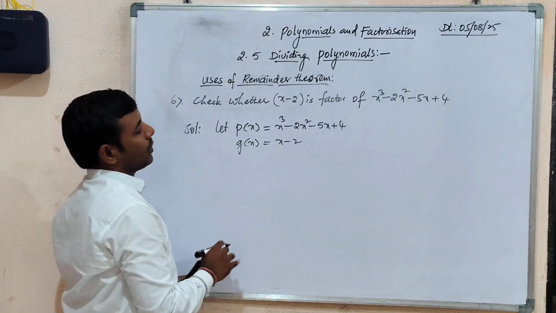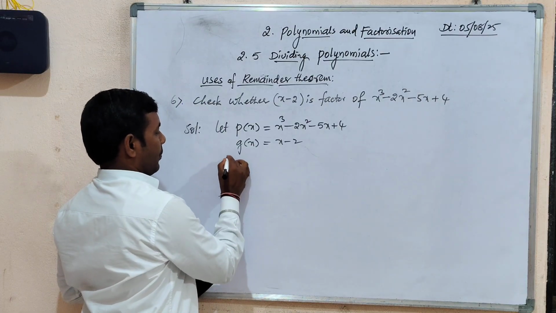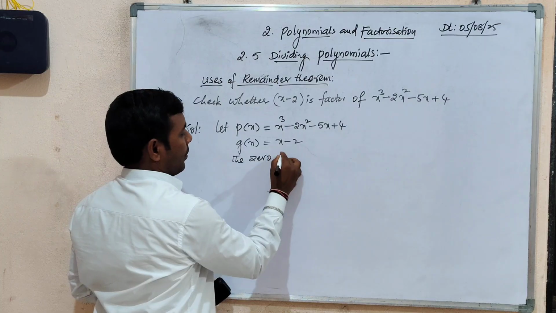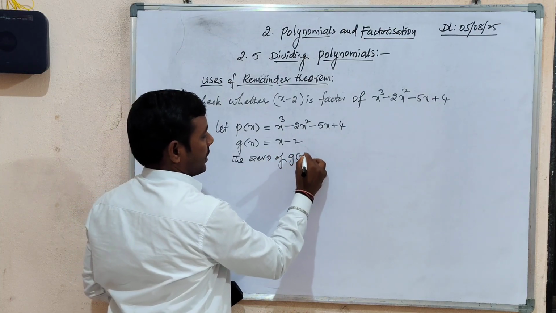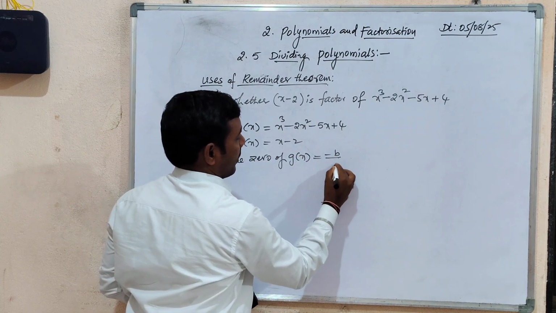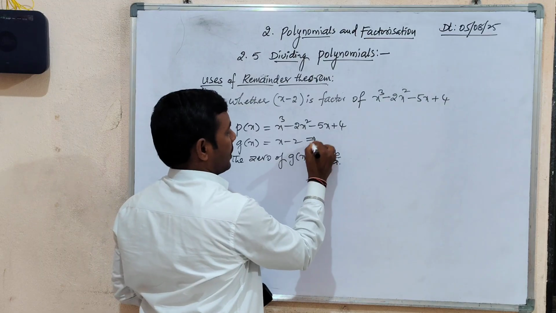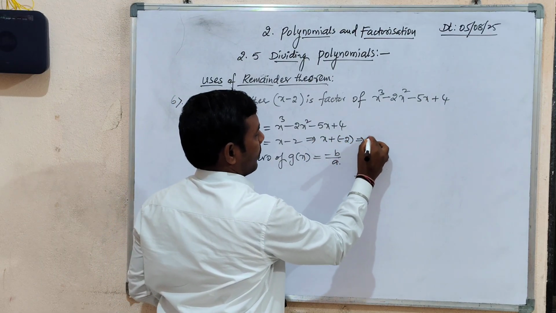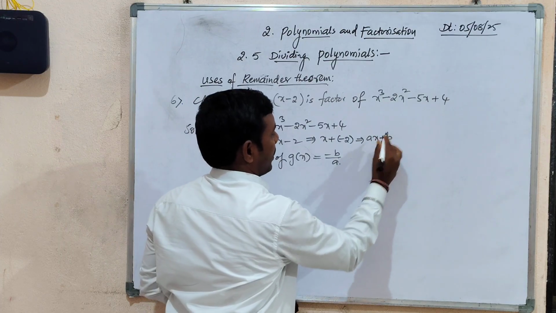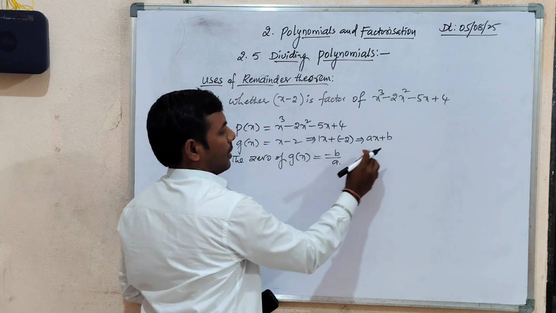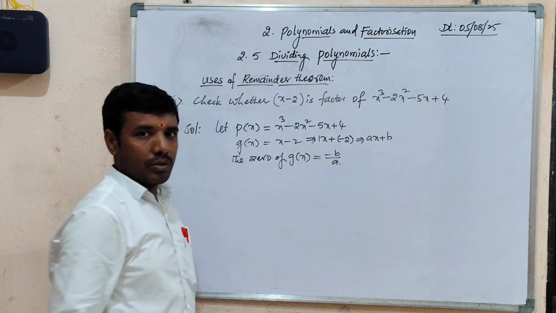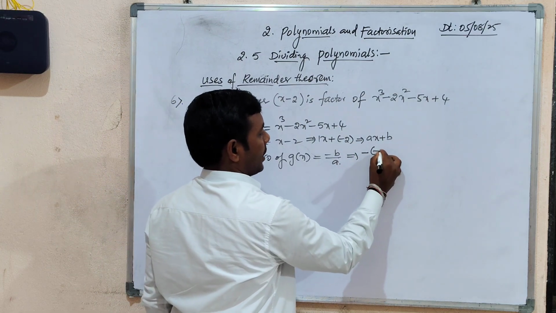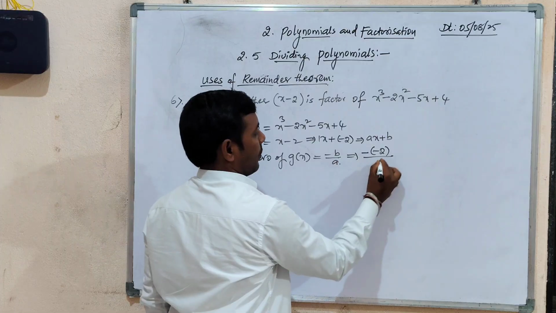Remainder is important to us. Now, the zero of g(x), formula is minus b by a. You can write it in the form ax plus b. The a value is 1, the b value is minus 2. Okay, students, substitute minus of minus 2 over the a value 1. What is the answer?